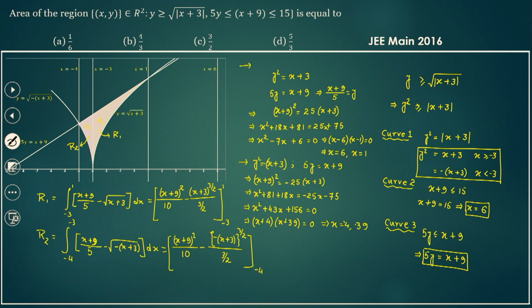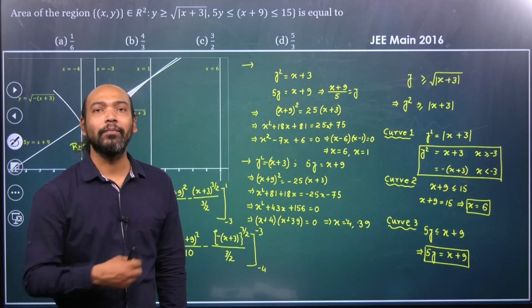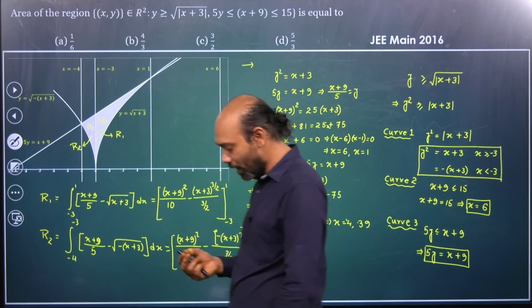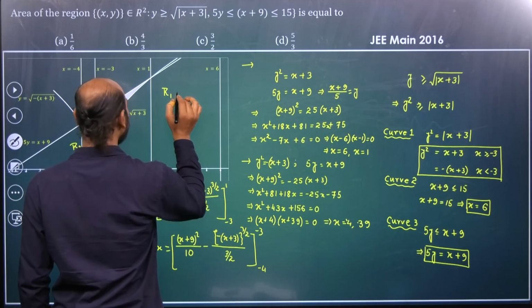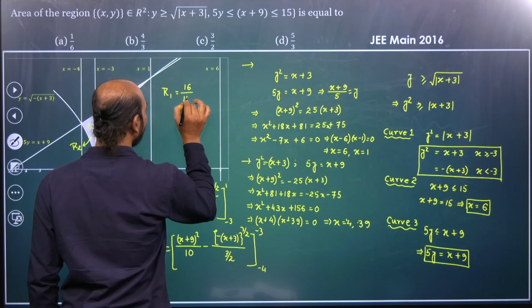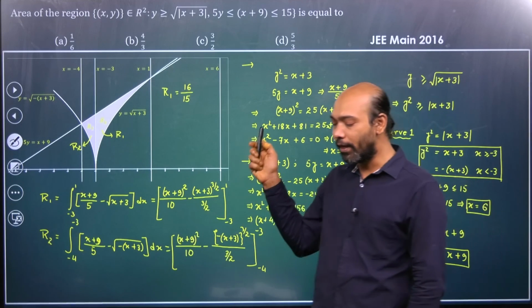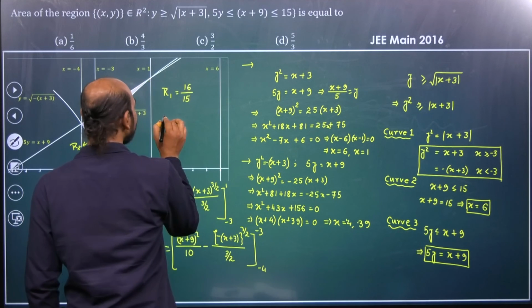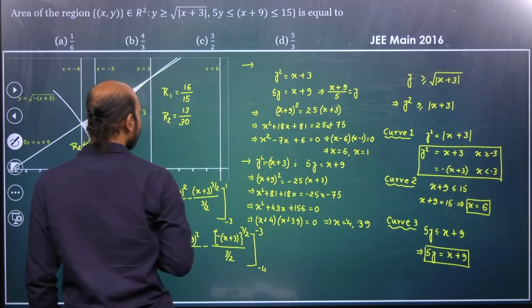Now, my job is to substitute the values one by one as the lower limit and the upper limit. But in this case we are not solving this problem step by step because this substitution is very, very easy. If we calculate that, we get R1 equal to 16 divided by 15. You just substitute the appropriate lower and upper limits and you will definitely get that answer. And if we substitute these values, you will get R2 equal to 13 divided by 30.